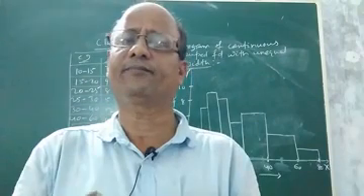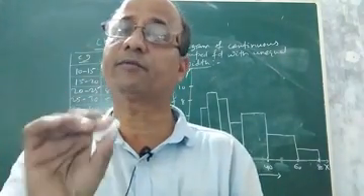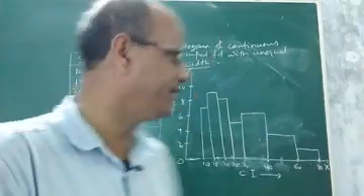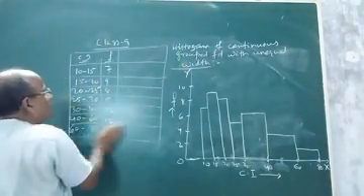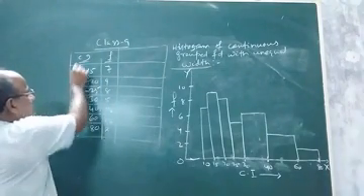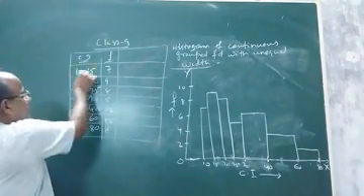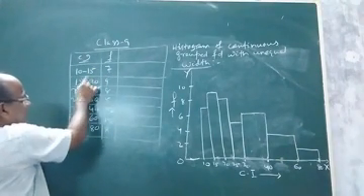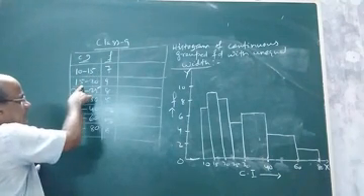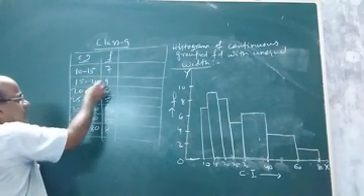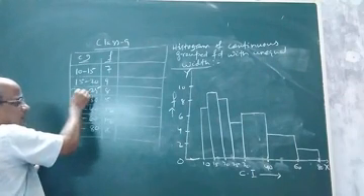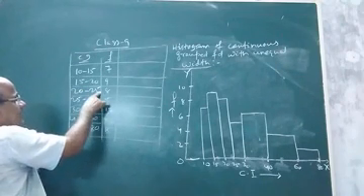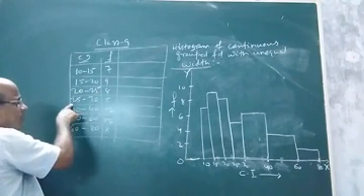Suppose you are given a continuous group frequency distribution, but the width is not the same. How to construct the histogram? Suppose you are given a frequency distribution. Look at the class intervals: 10 to 15, 15 to 20, 20 to 25. In each case, the upper limit of one class is 15 and the lower limit of the next class is 15, so they coincide. Upper limit of the second class 20, lower limit of the third class 20, so they also coincide. Upper limit of the third class interval 25, lower limit of the fourth class interval is 25.